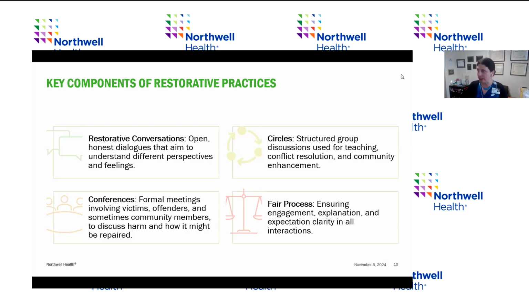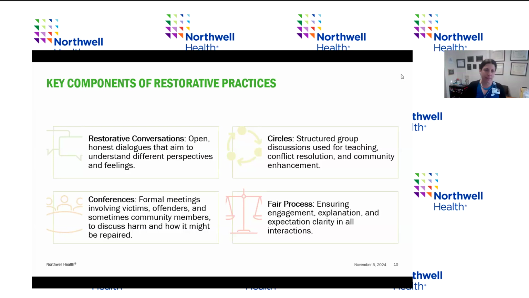Circles are structured group discussions. They can be used for many purposes. Really, the core tool in restorative practices is the restorative circle. So these are structured group discussions. They can be used for teaching, for conflict resolution, community enhancement, connection, really many different ways that they're being utilized in practice.